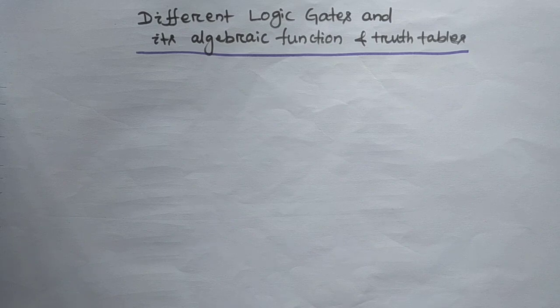Whenever we discuss different logic gates, we will find out what the symbols of the logic gates are, what their operations or functions are, like algebraic functions, and what their truth table is. Okay, today we will discuss various kinds of logic gates. Now we will start with the different categories of logic gates.